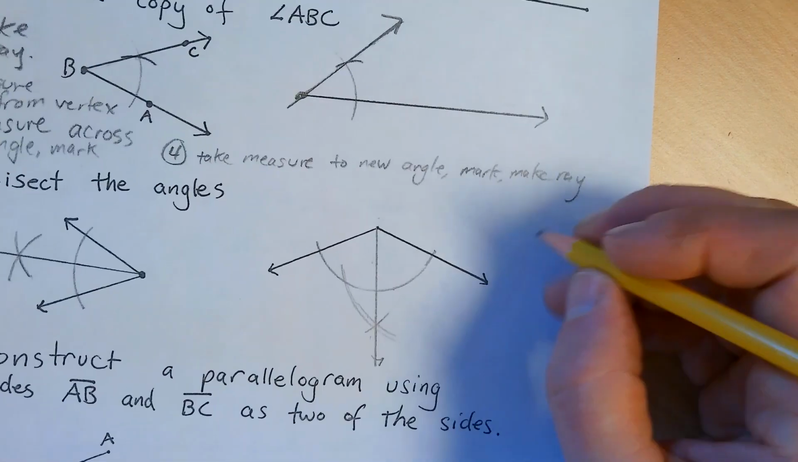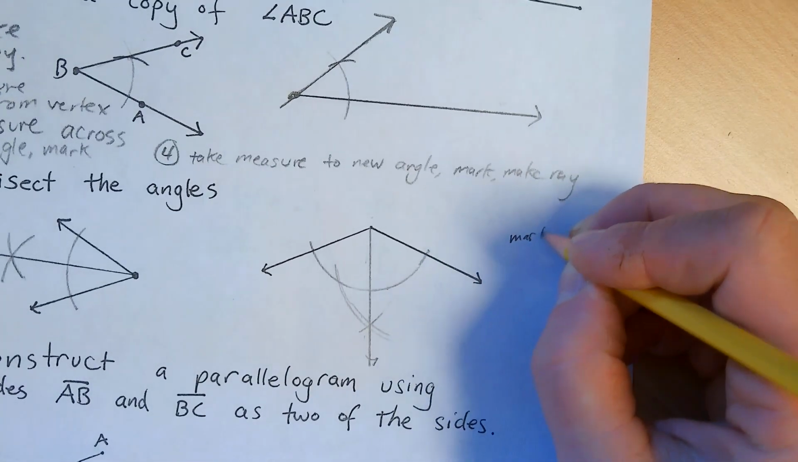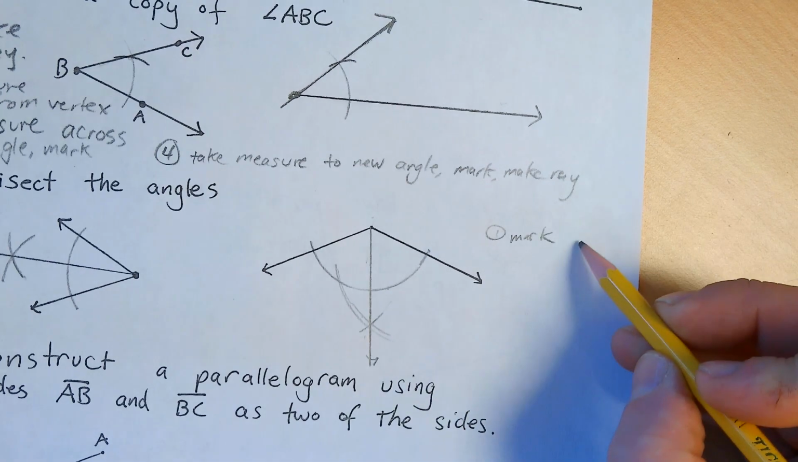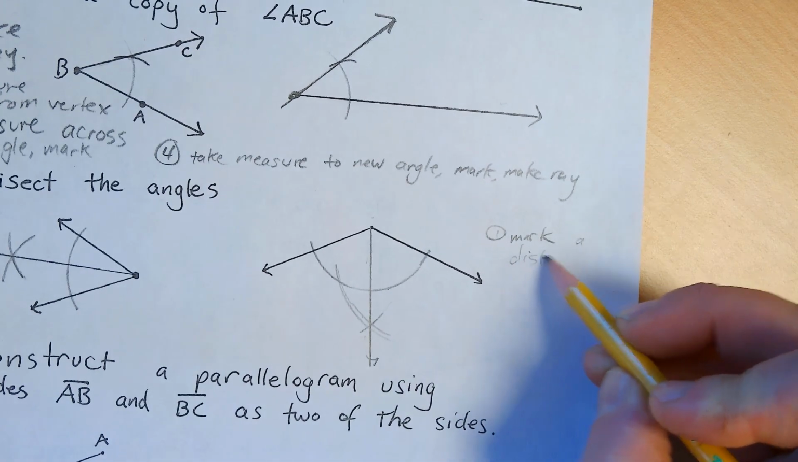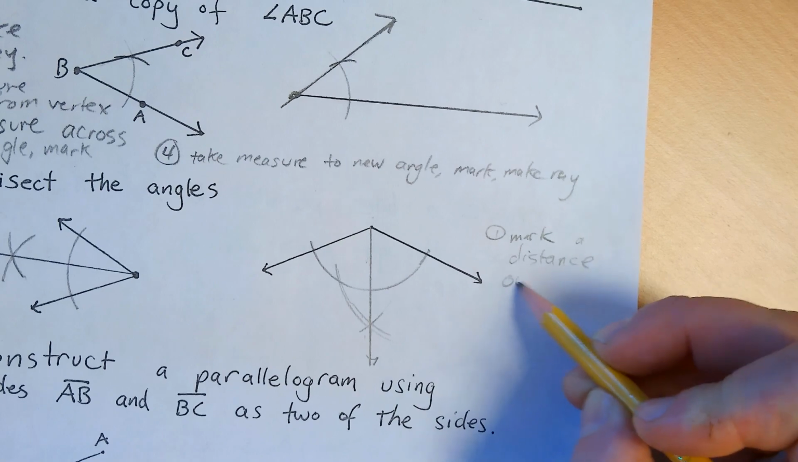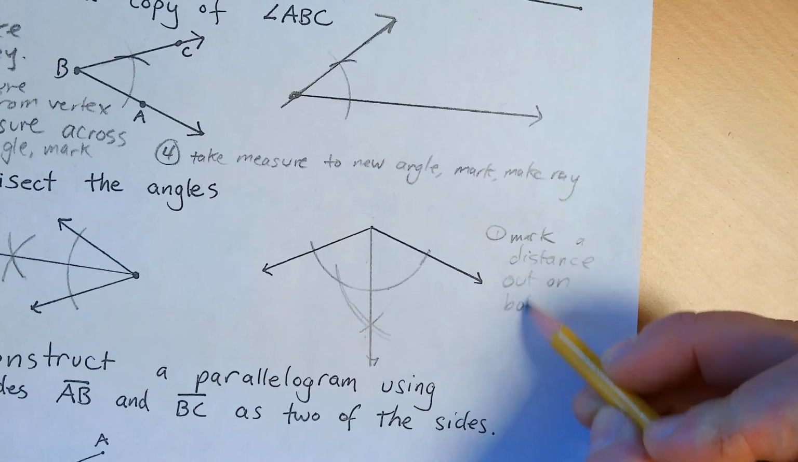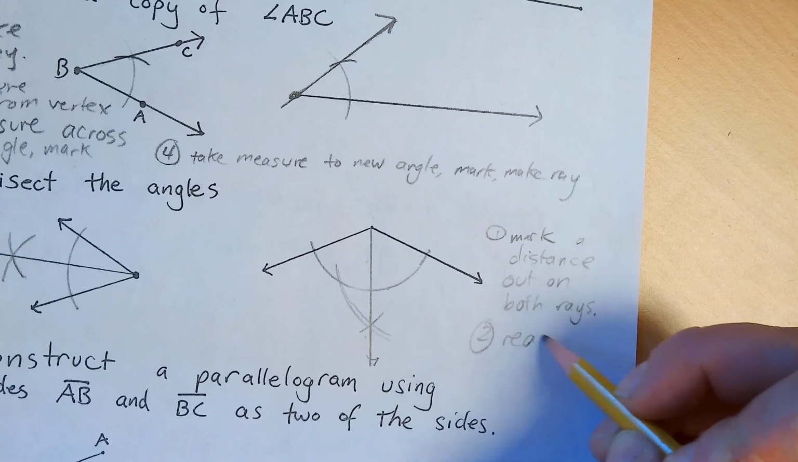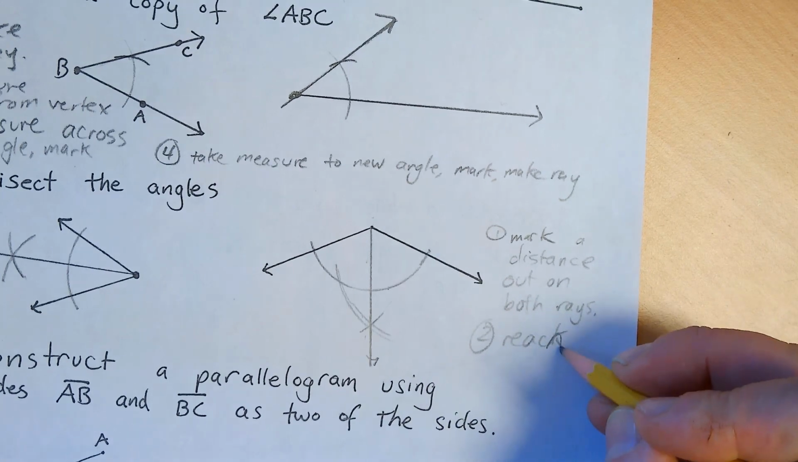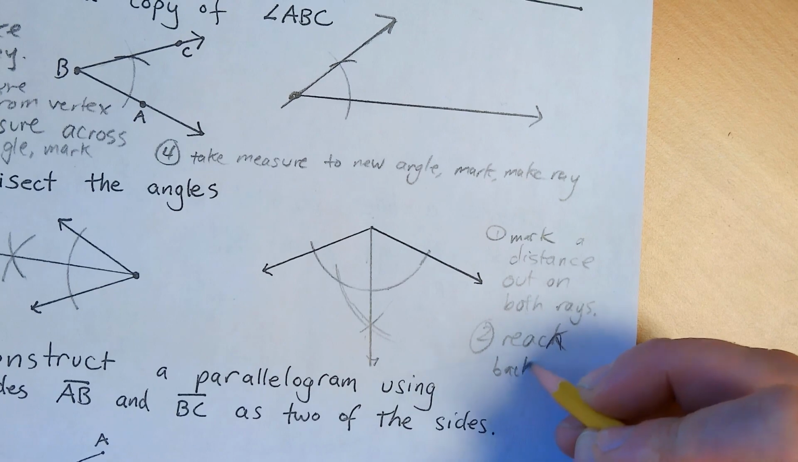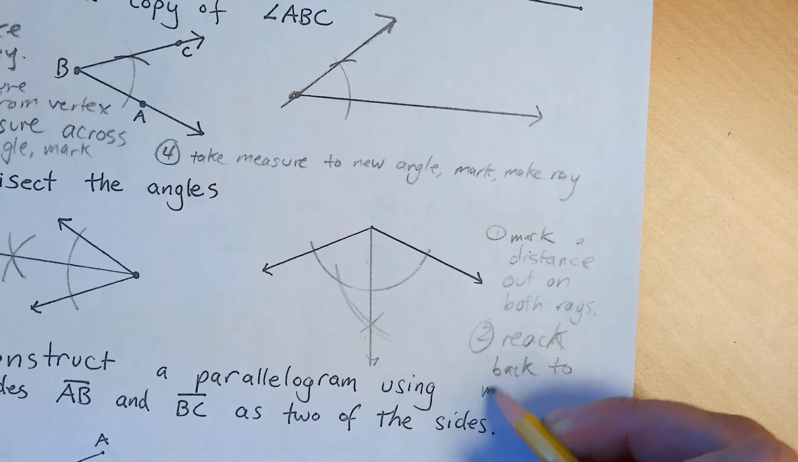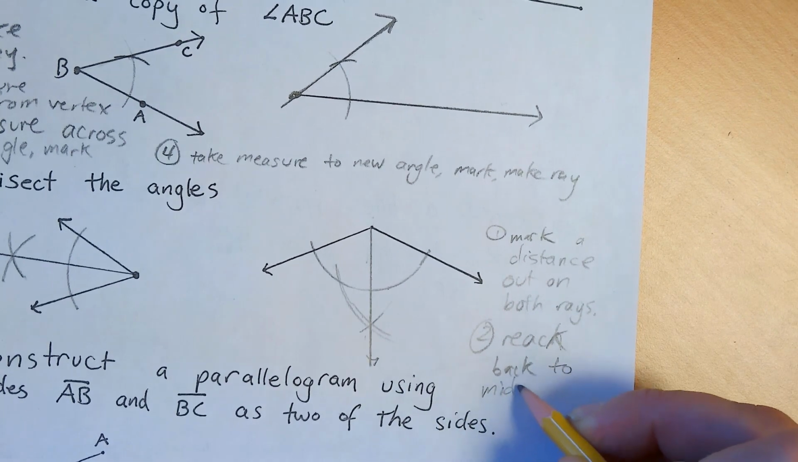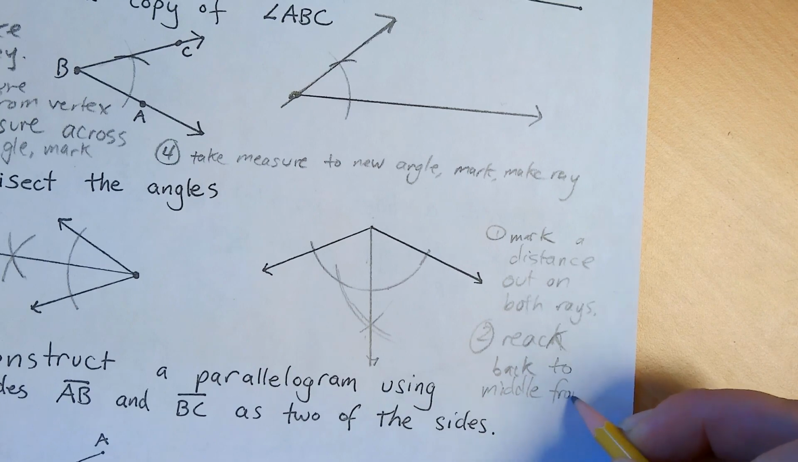Alright, so the steps are: mark distance out on both rays, reach back to the middle from both marks.